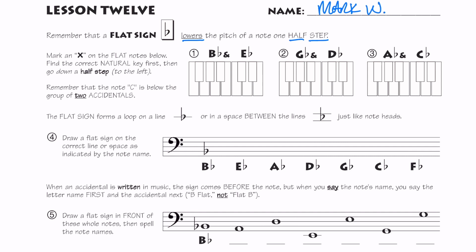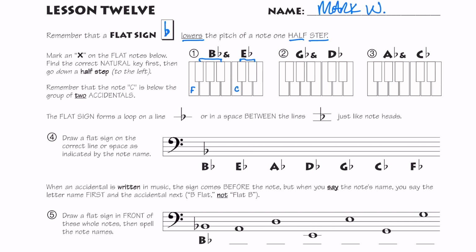A flat sign looks like a B. Let's start off by marking an X on the flat keys below. So I got to use my keyboard here. Remember the group of 3 accidentals, first note is F. Group of 2 accidentals, the home key is C.